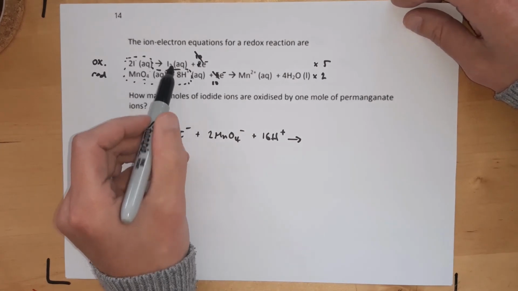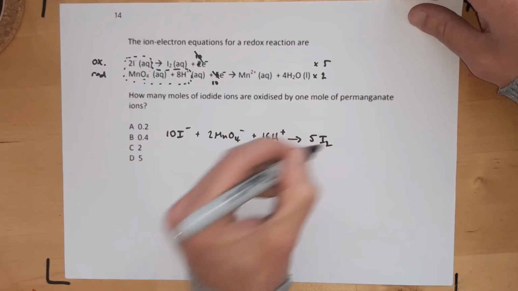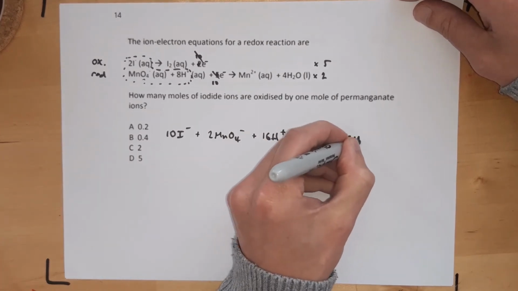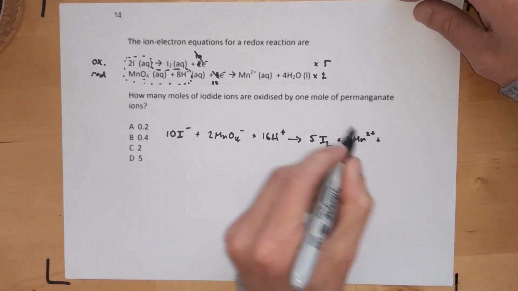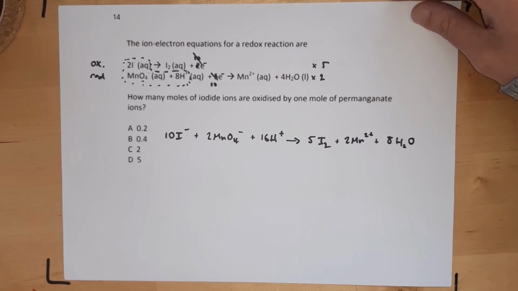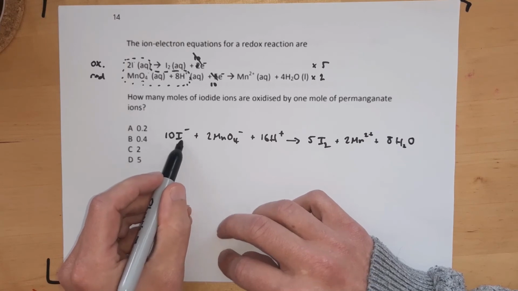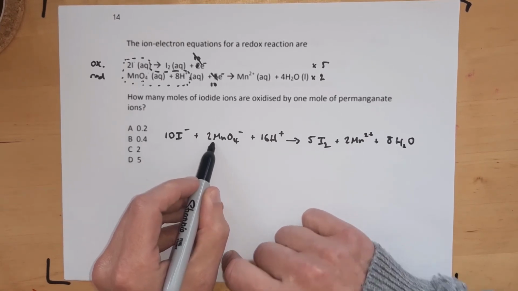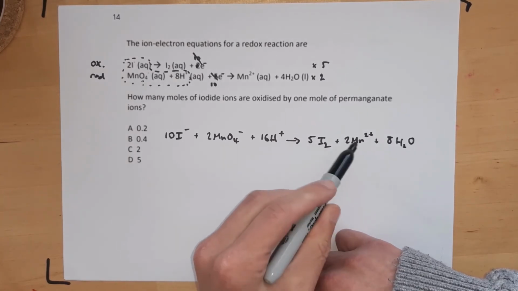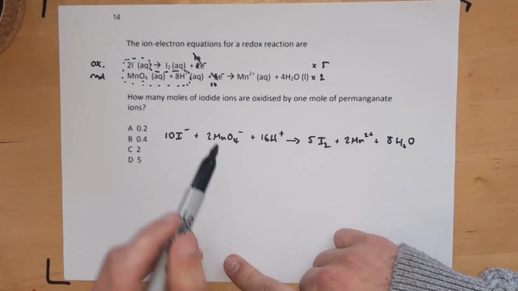What do we have next? It's getting a bit messy, I do apologise, but there we go. 5 lots of the I2 and 2 times Mn2 plus, and 2 times 4 is 8 H2O, like so. So what is the question asking? We've got 10 moles of iodide reacting with 2 moles of permanganate and 16 moles of hydrogen ions to produce 5 moles of iodine, 2 moles of manganese and 8 moles of water. So this is a balanced redox equation.